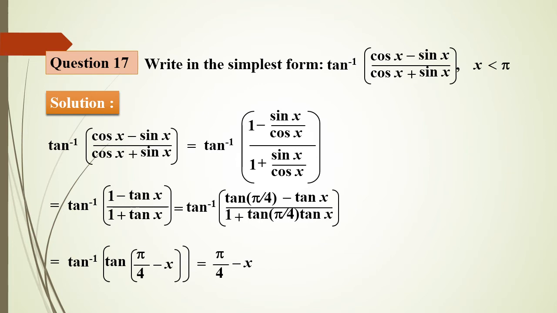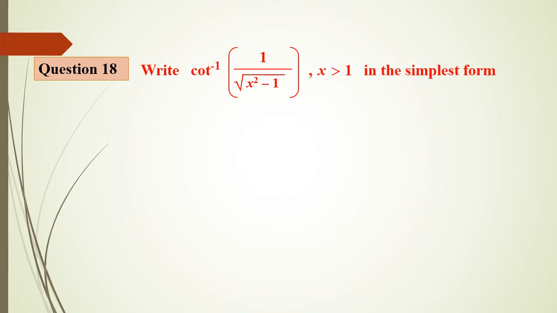This is the end solution of this problem. Now, again write the simplest form of cot inverse of 1 divided by root of x square minus 1. Okay, next solution. You people know very well the concept of trigonometry.